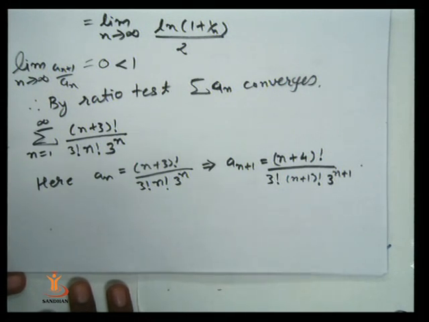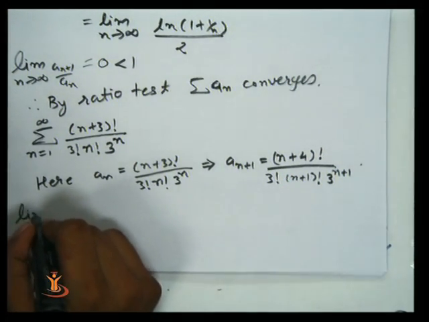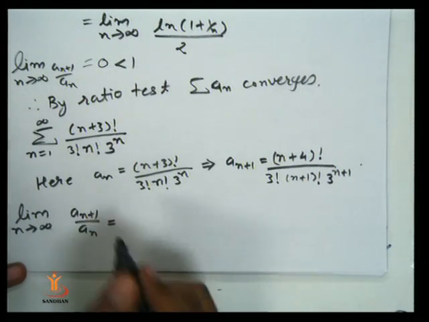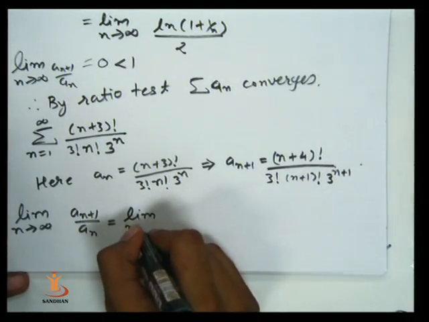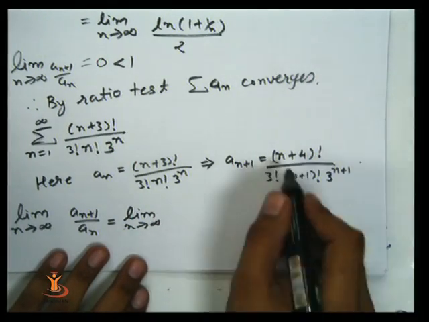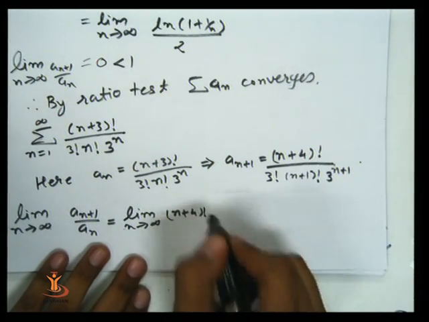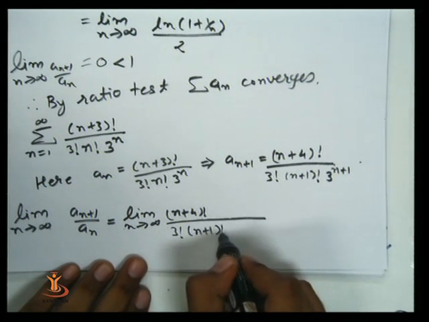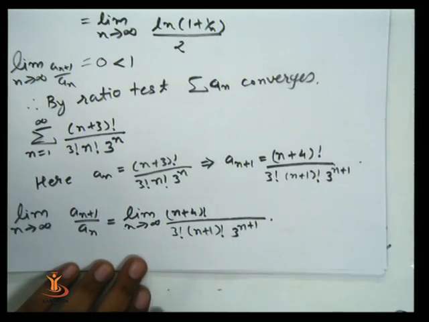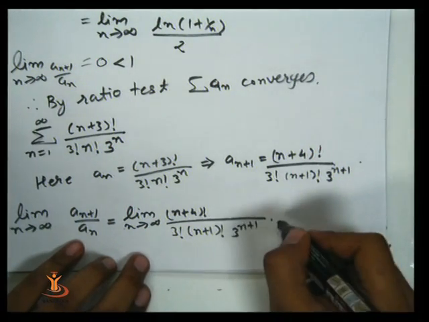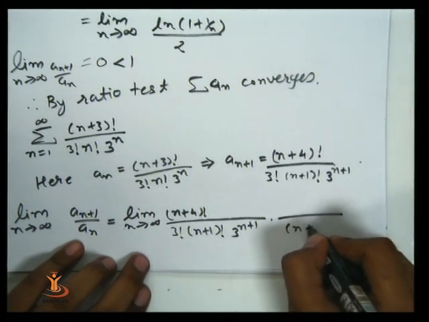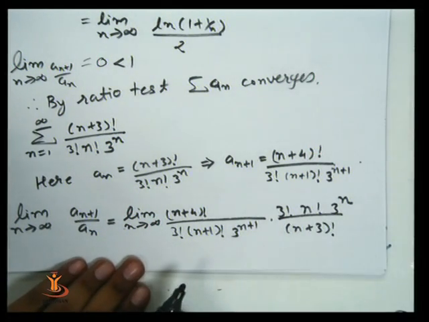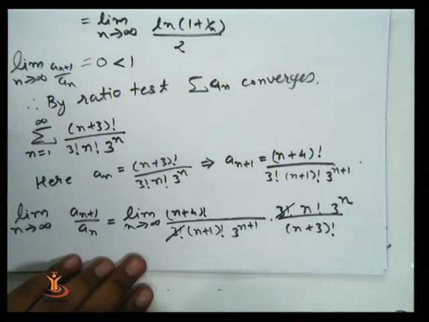Now for a limit comparison, for the ratio test, let us calculate the limit as n tends to infinity of a_(n+1) upon a_n. That is equal to the limit as n tends to infinity of a_(n+1), which is nothing but (n+4)! divided by 3!(n+1)! 3^(n+1), multiplied with 1 upon a_n. 1 upon a_n means the reciprocal of a_n, which is n! 3^n divided by (n+3)!. Now at the initial stage, 3! will be cancelled out.